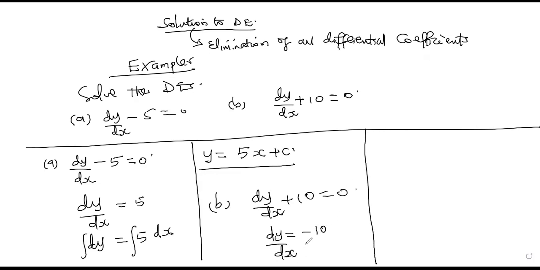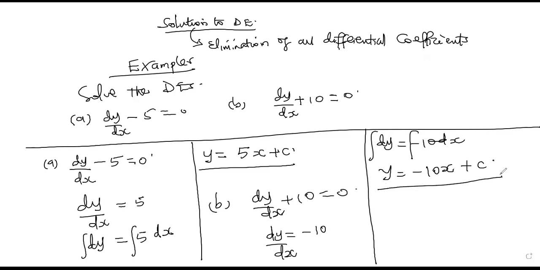I'm writing very many donkey steps, but otherwise one can say dy is equal to negative 10 dx. If we integrate both sides, we integrate dy, you get y. We integrate negative 10, you get negative 10x plus a constant of integration. What you've gotten is what we call a solution to the differential equation given.